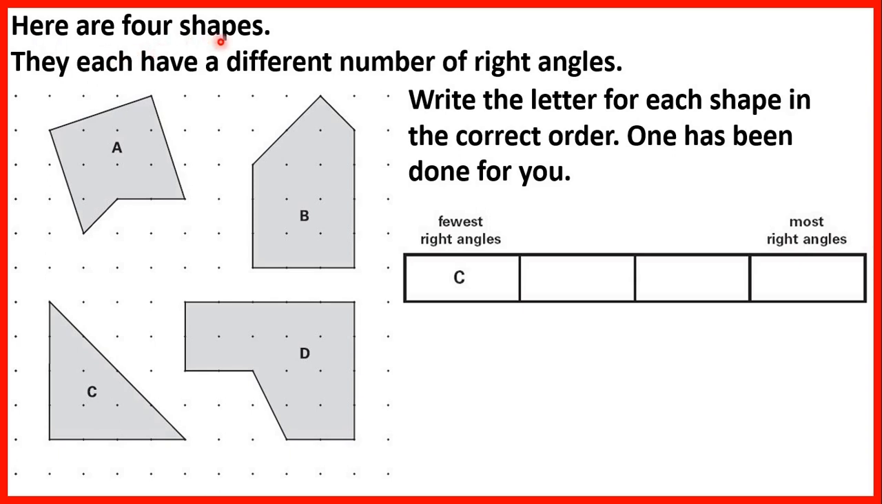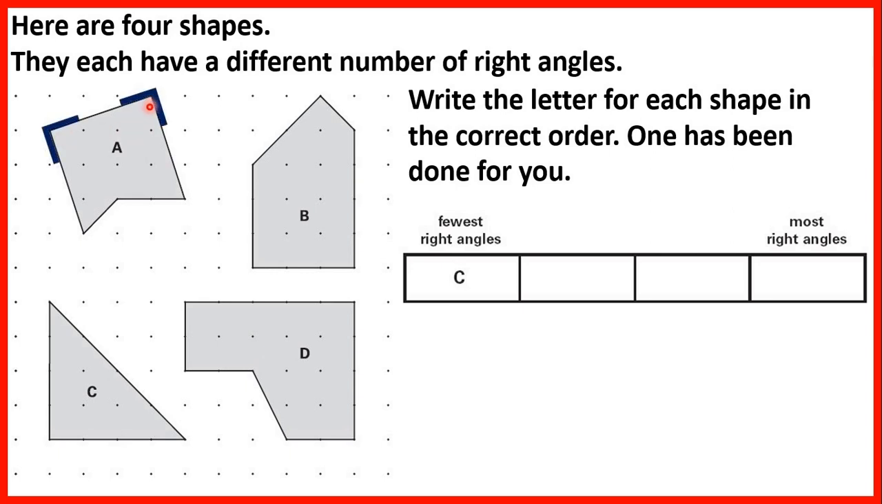Here are 4 shapes. They each have a different number of right angles. Write the letter for each shape in the correct order. One has been done for you. So we need to remember that a right angle is like the corner of a piece of paper or the corner of this screen. So let's find how many right angles each of our shapes has.